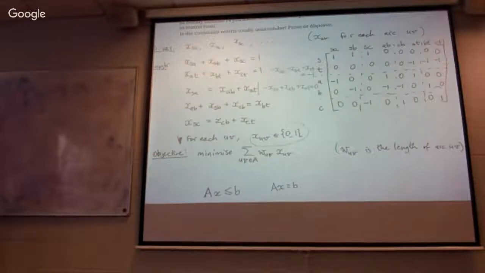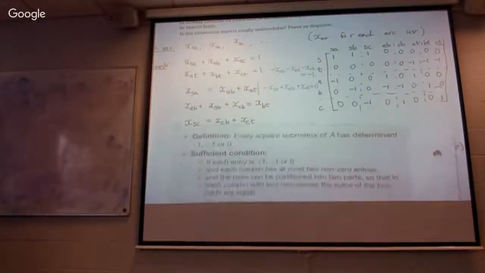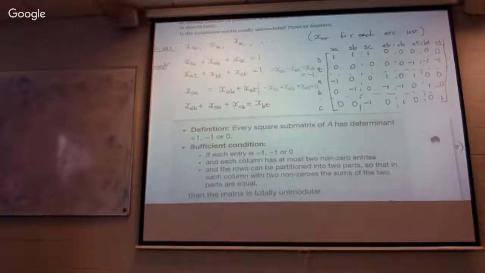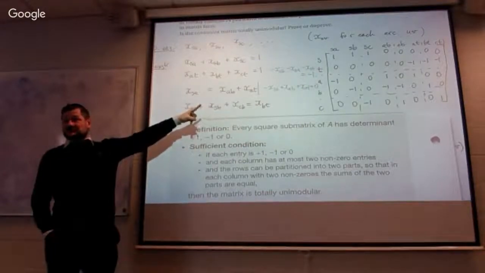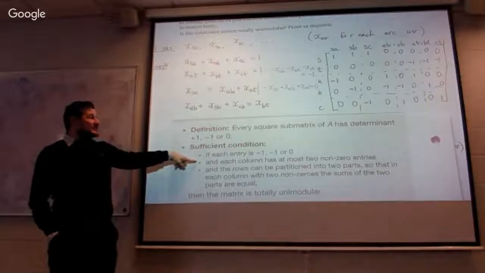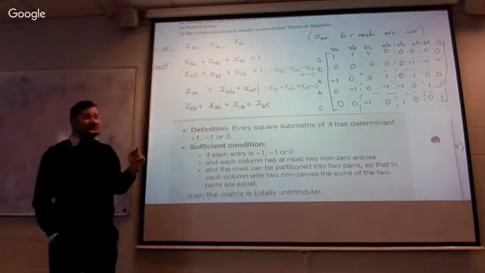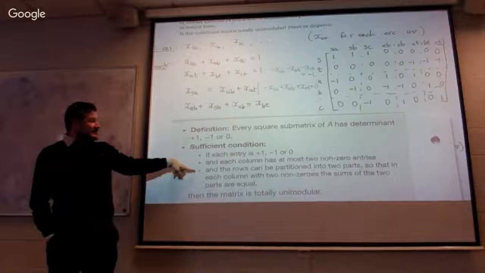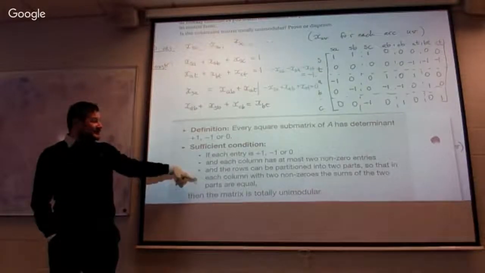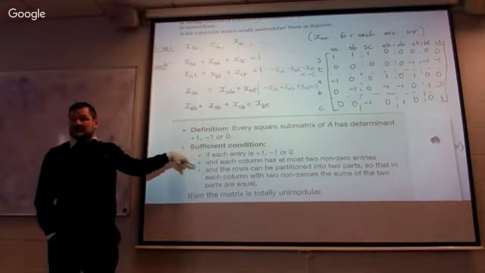The question is, is this matrix totally unimodular? And the answer is yes. It's a bit of a trick. We looked at this condition at the bottom. Each entry is +1, -1, or 0. That is definitely true. Each column has at most 2 non-zero entries. Well, that is also true. Exactly 1, 1, exactly 1, -1. And the rows can be partitioned into 2 parts so that in each column with 2 non-zeros, the sums of the 2 parts are equal. Now that's a bit tricky. How do you split it?